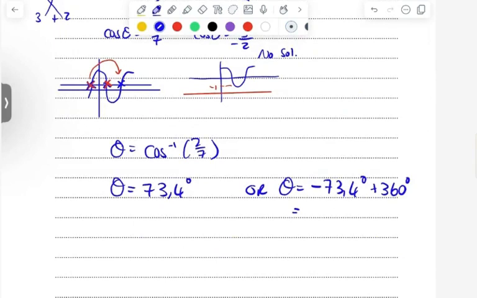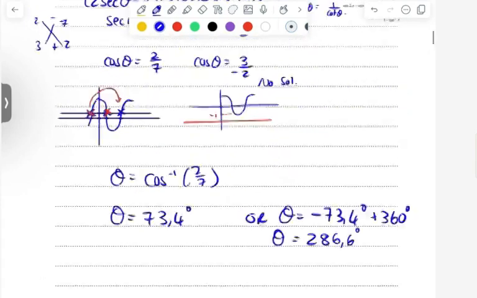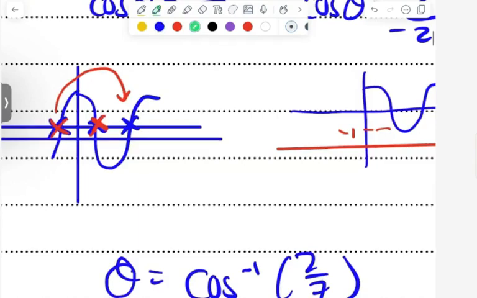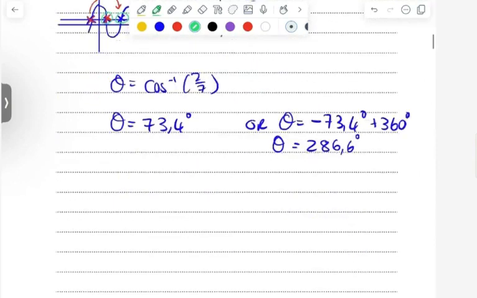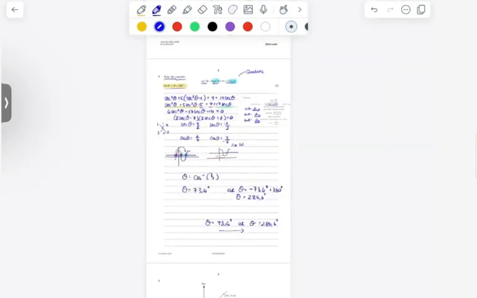And I should have 2 answers. And Cambridge likes to have any degrees given to 1 decimal place. So I've got my 2 answers there. They seem reasonable. If I look at what I expect my answers to be, they look about right. So I'm just going to then say theta is 73.4 degrees or theta is 286.6 degrees. And that is my final answer.